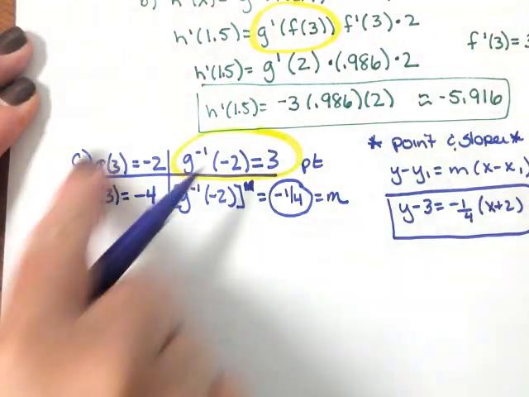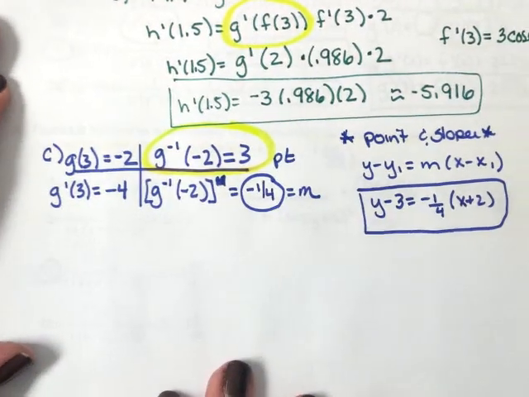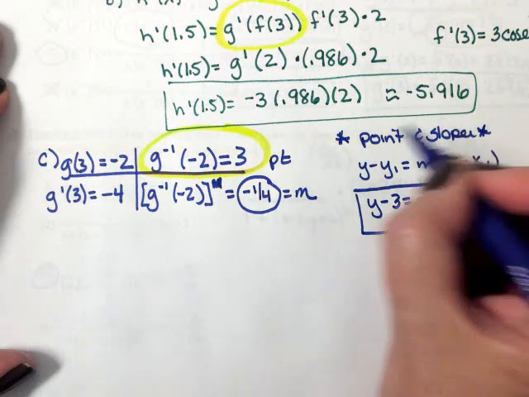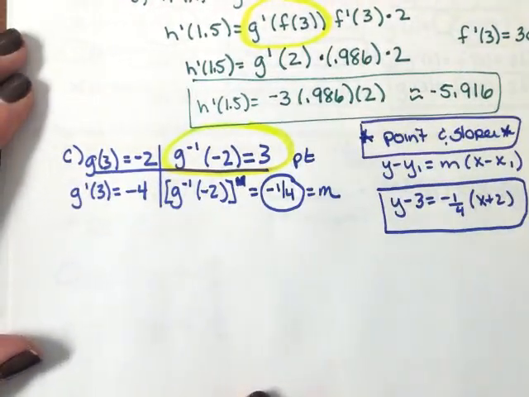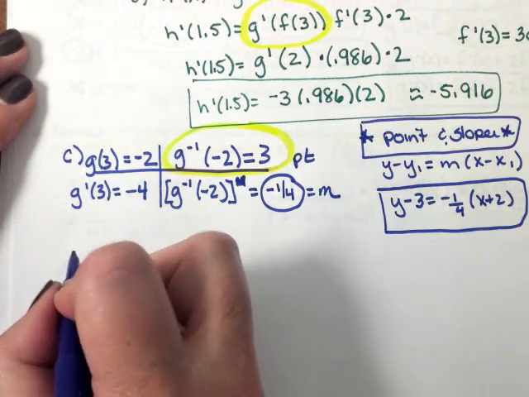So this chart just really helps me in filling it in. When I write the equation of a tangent line, I always have to know the point and I have to know the slope. Then finally, for the last part, D.